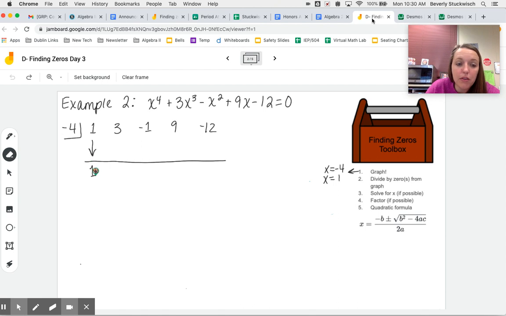The 1 gets dropped down. 1 times -4 is -4. 3 plus -4 is -1. -1 times -4 is 4. -1 plus 4 is 3. 3 times -4 is -12. -3, and then I multiply that. I hope I get 12 because I should not get a remainder since I know this is one of the zeros. So my new equation becomes -3 constant, 3 is my x, -1 is my x squared, and x cubed.